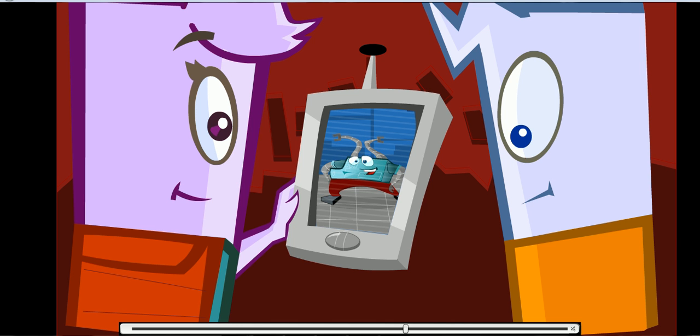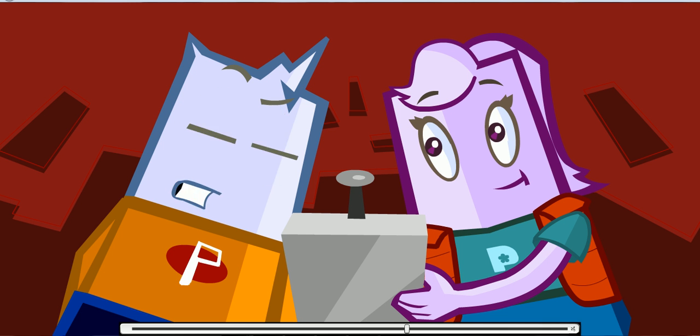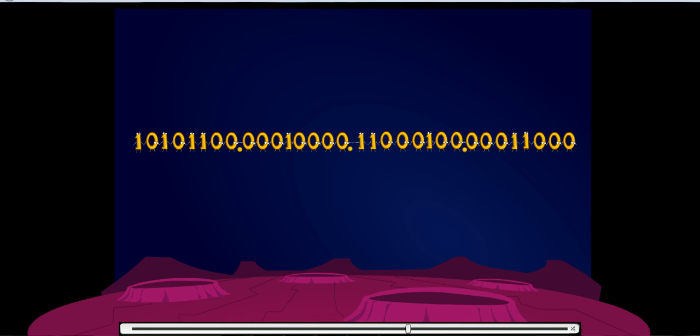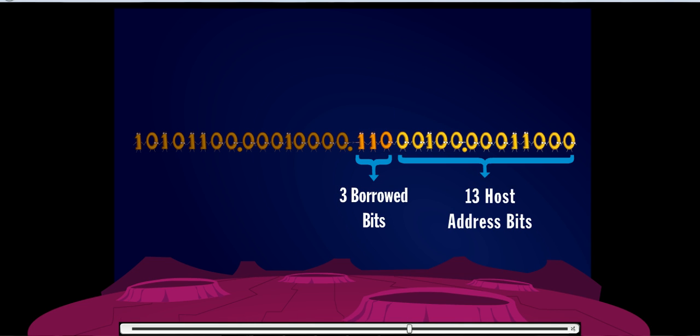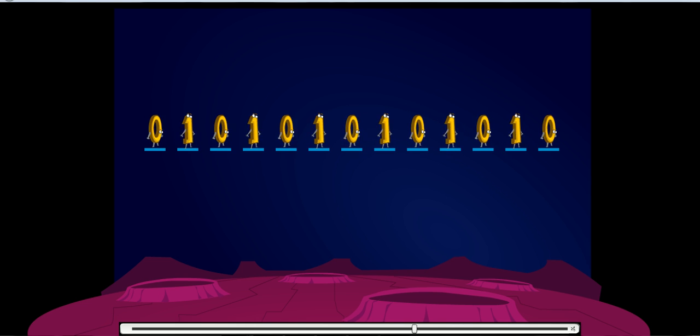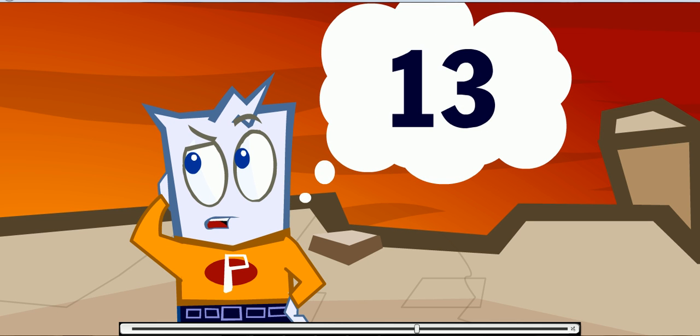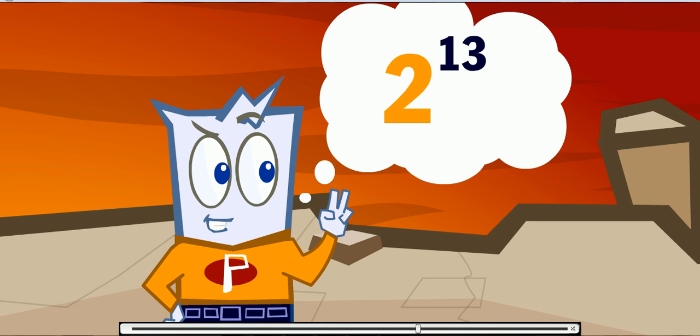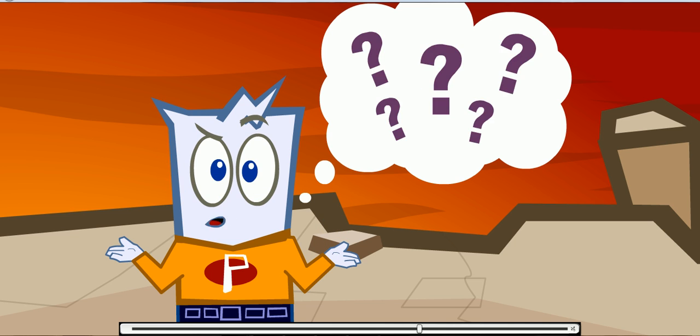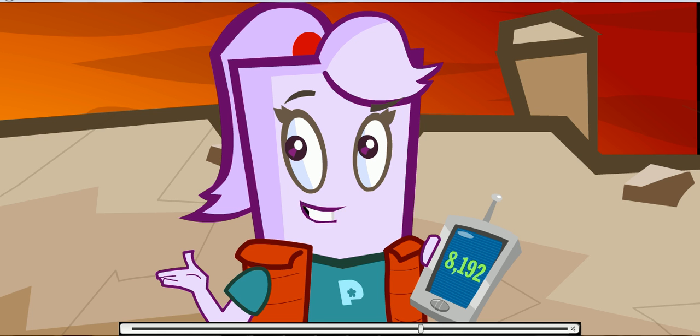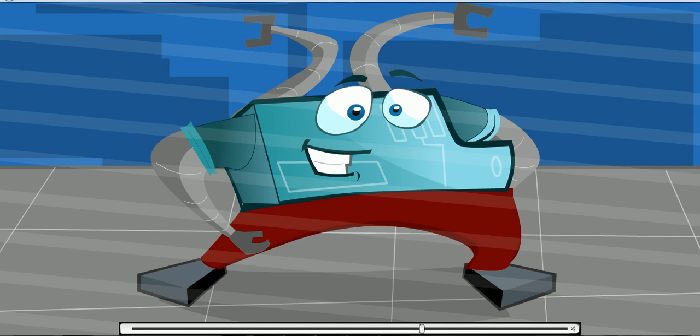That's right, Pixie. But doesn't that leave fewer possible host addresses? Yes, it does. If you borrow 3 bits, there are only 13 left to create host addresses from. But as long as there are enough host addresses for all devices on the subnetwork, then you're fine. Peter, how many possible host addresses do you think 13 bits can create? 13 bits. So I think the answer is 2 to the 13th power, which is something huge. 8,192, to be exact.